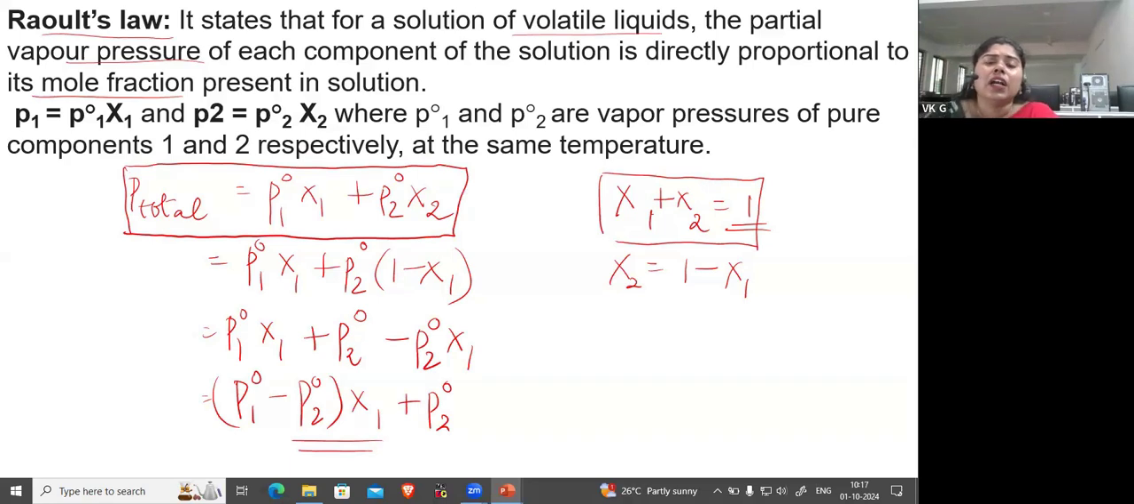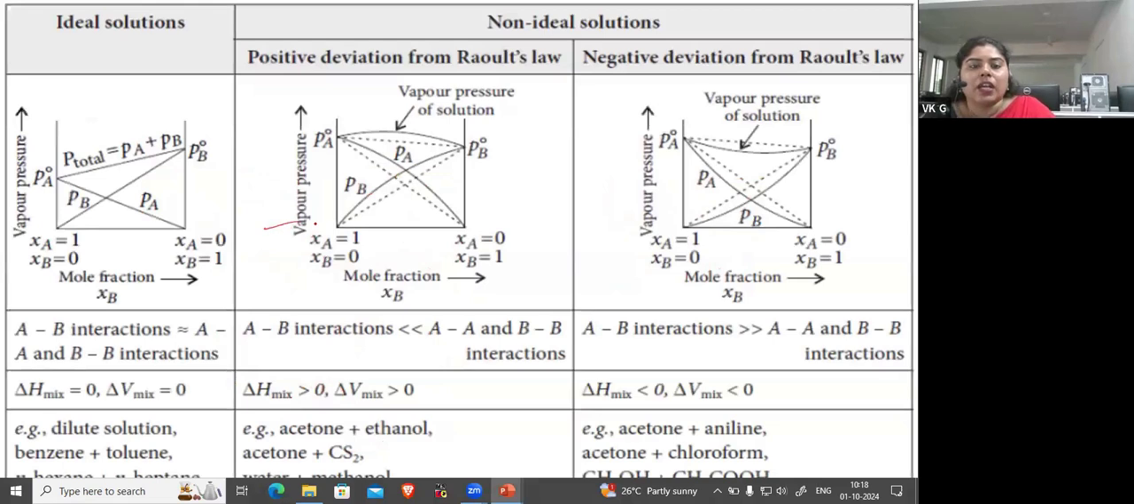Now I told you about P1 naught x1 and P2 naught, I asked you to remember what naught also means, right? Naught in the sense we are talking about the pure form, correct? You're talking about pure form. So how exactly can we represent this graphically? Okay, let's check that. So imagine here, I'll be focusing here. Please see this first diagram here, the first column.